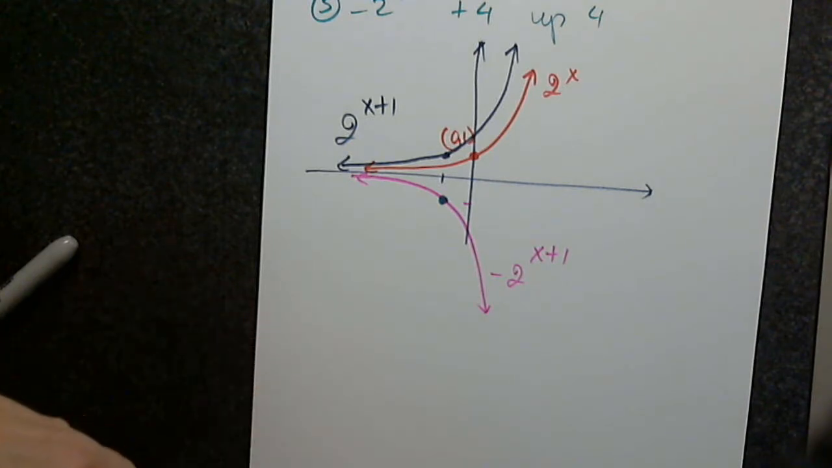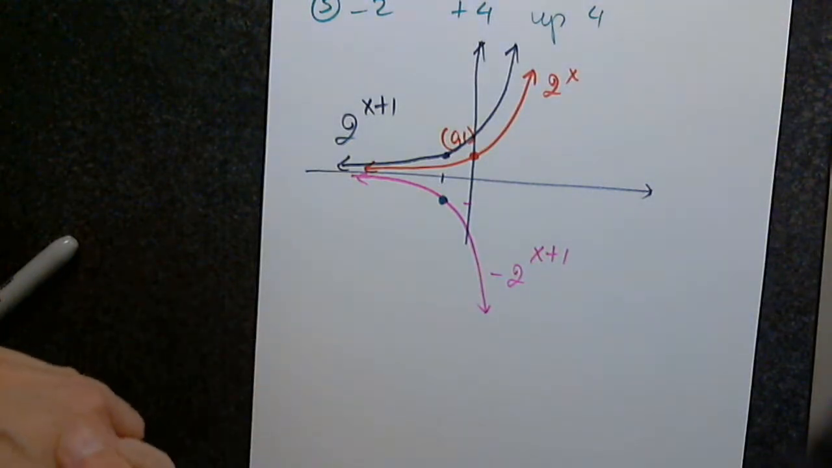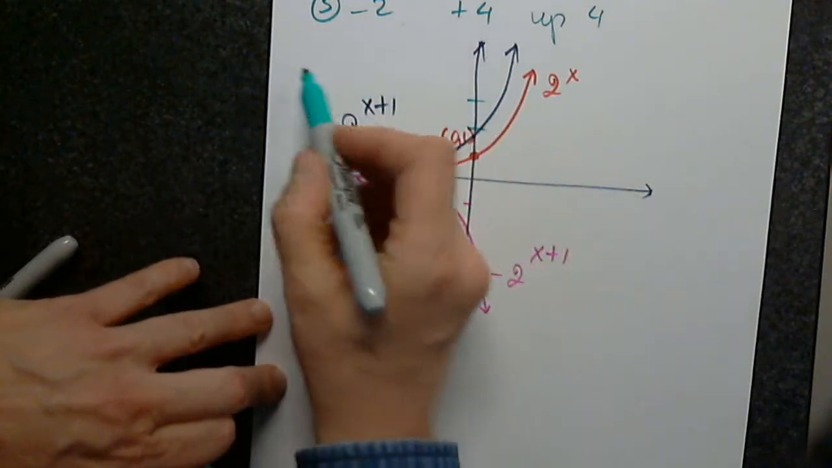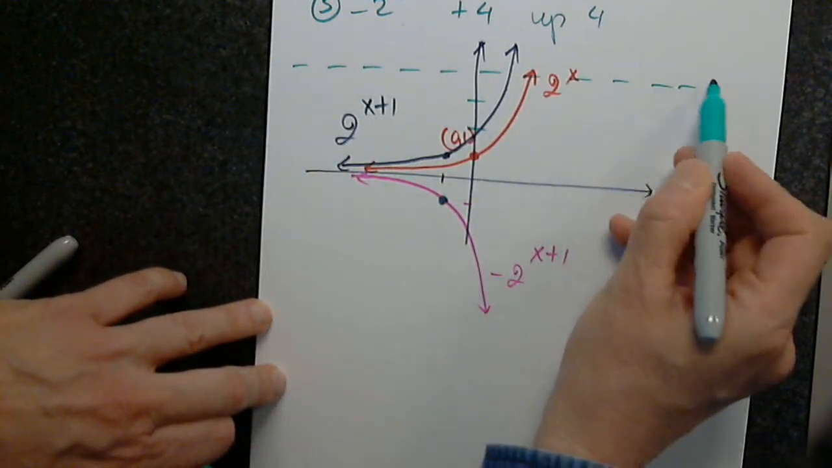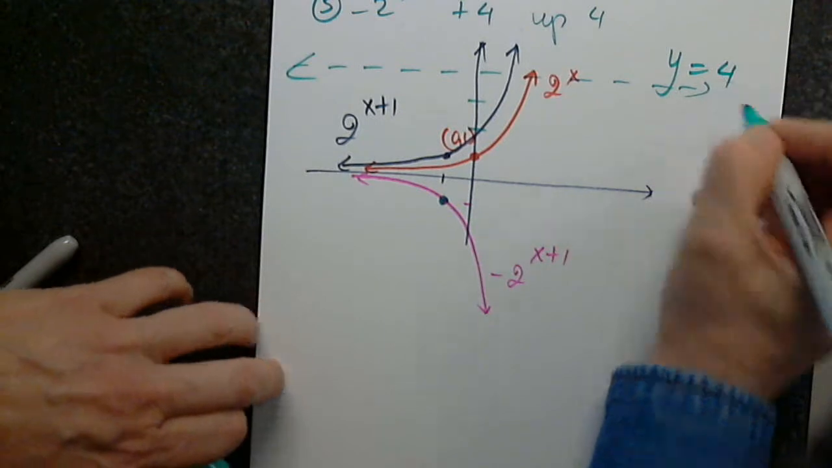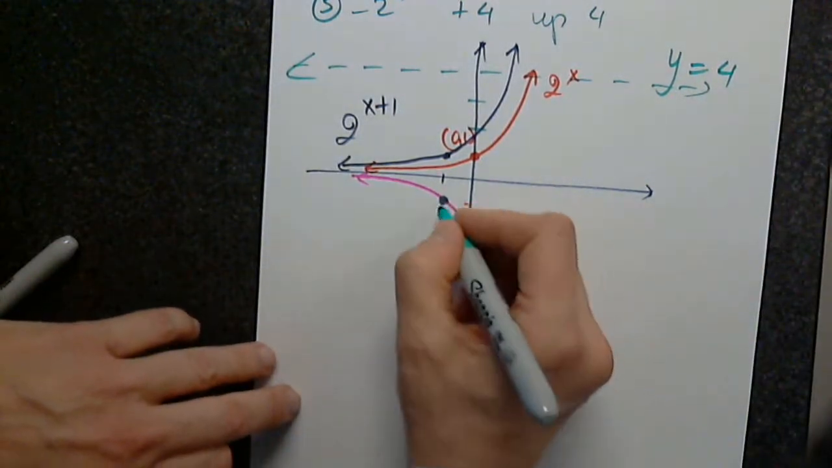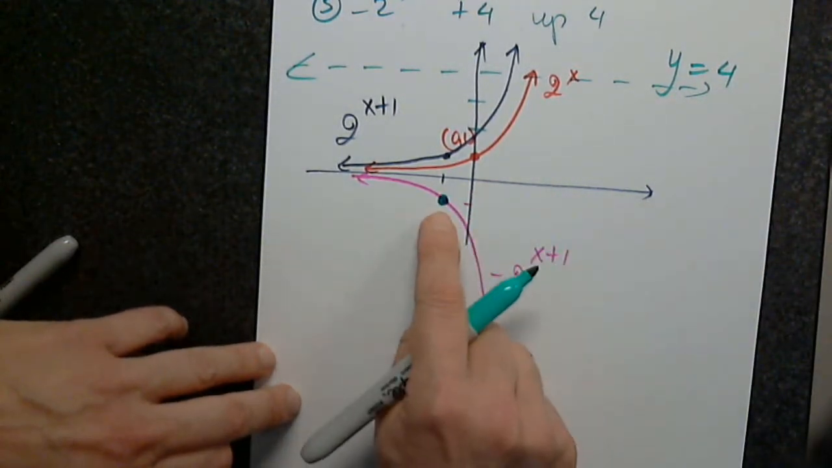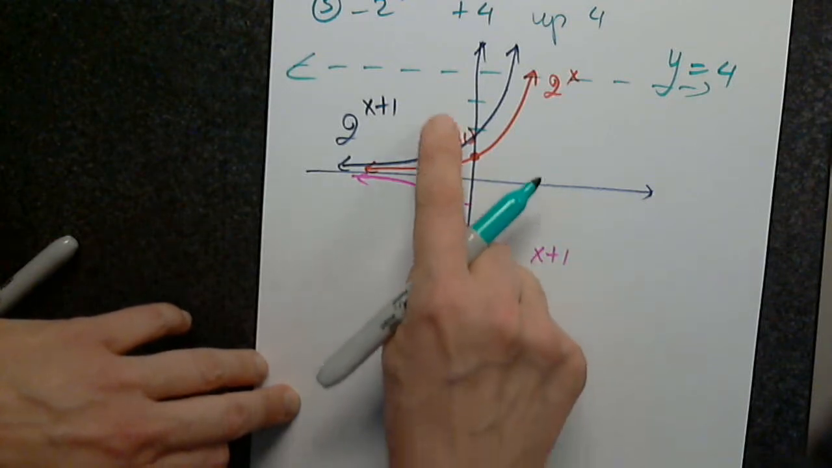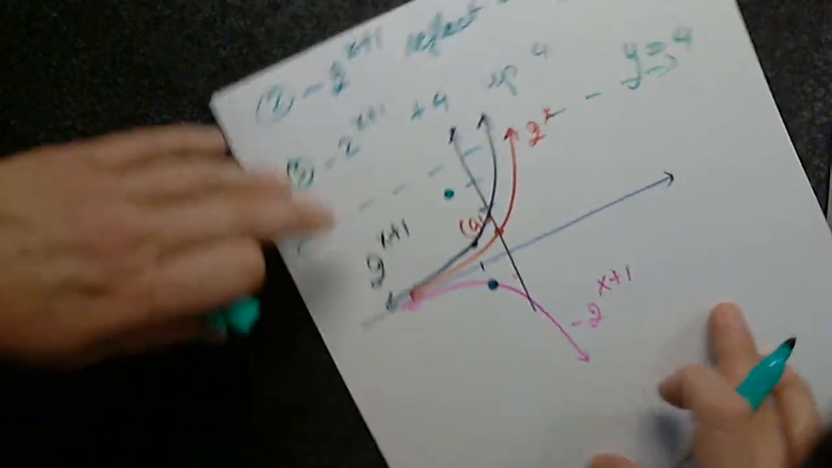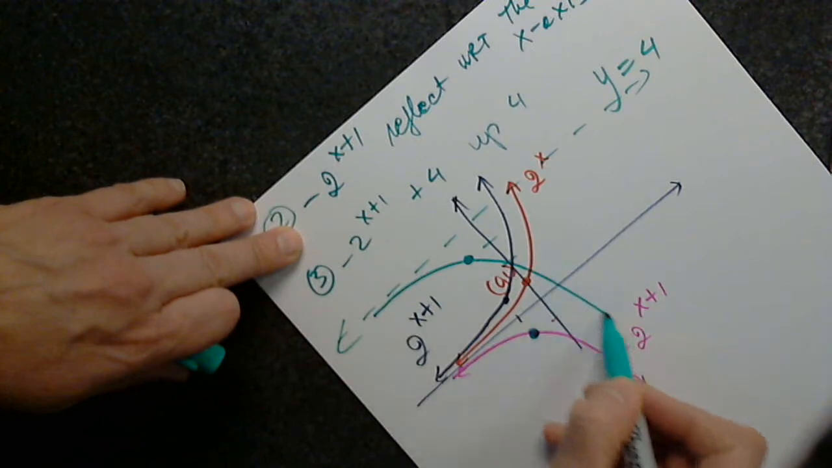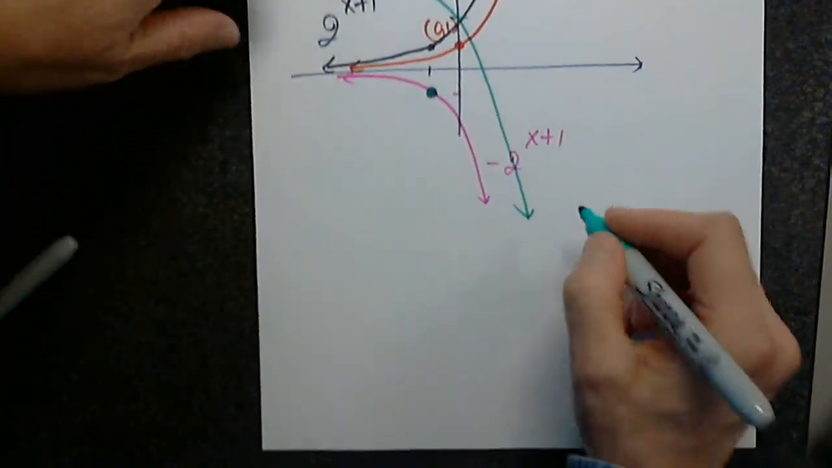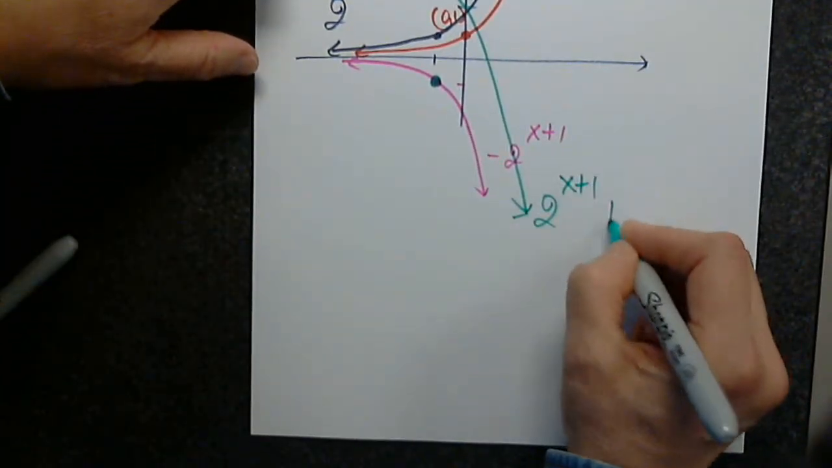Where will it be, the new one? Excellent. Y equals 4. Exactly. 1, 2, 3, 4. Y equals 4 is the new horizontal asymptote. Now please tell me, where do I move this point? -1, 3. Excellent. Very good. Well done. So this is the graph of -2 to x plus 1 plus 4.